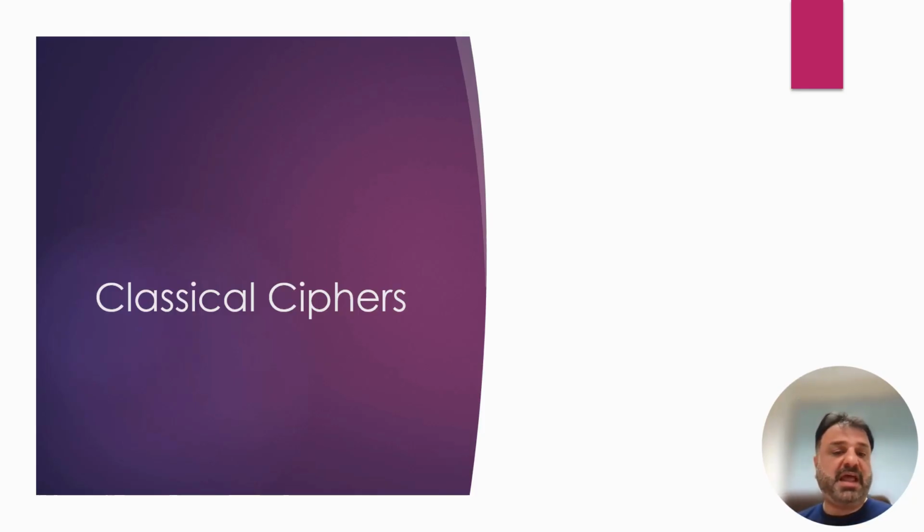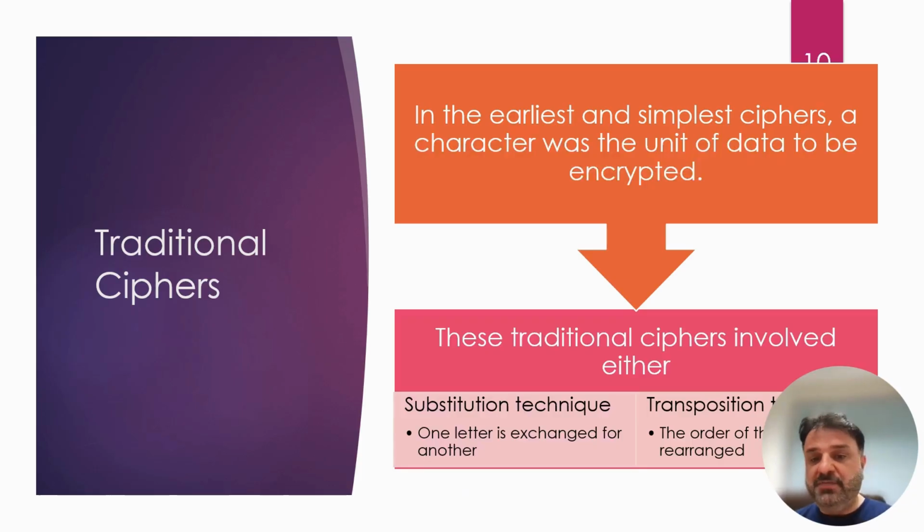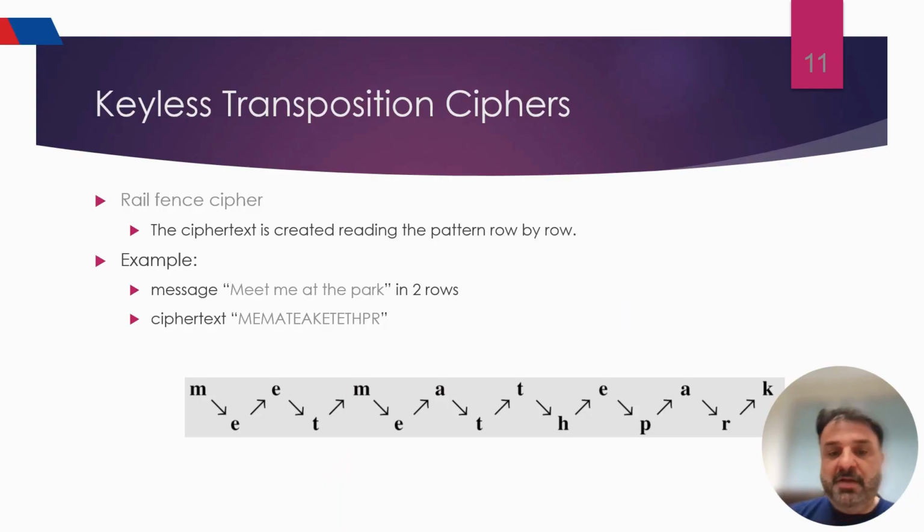Okay, let's talk about the classical ciphers. First, we are talking about the traditional ciphers. In the earliest and simplest form of cipher, the character was the unit of data to be encrypted. These characters are used with a substitution technique or a transposition technique. For example, let's talk about the keyless transposition cipher. The first one we call the rail fence cipher.